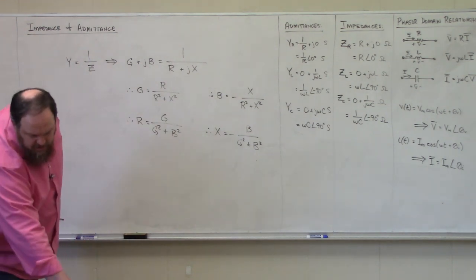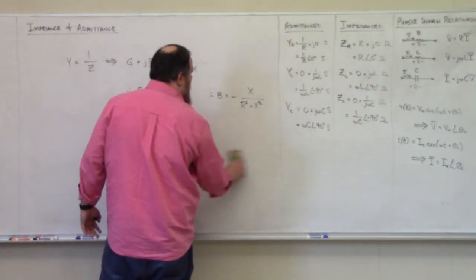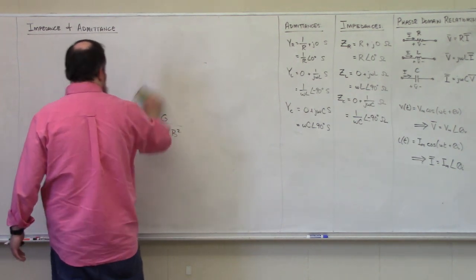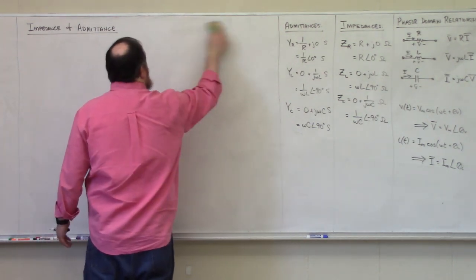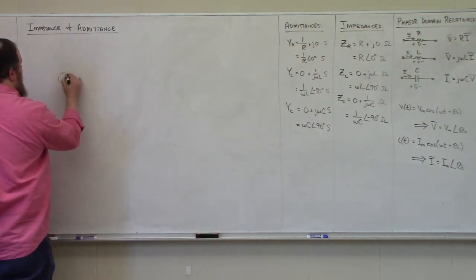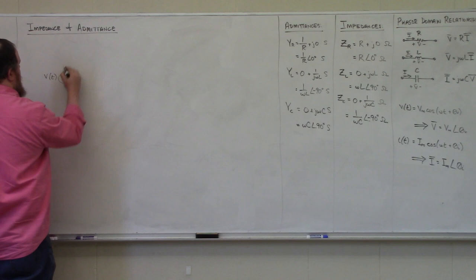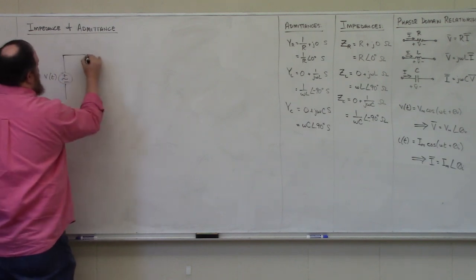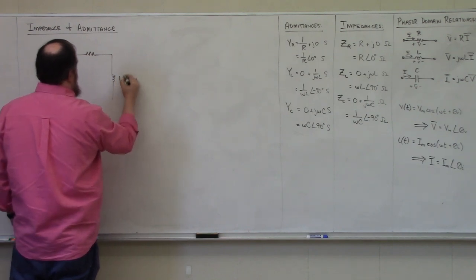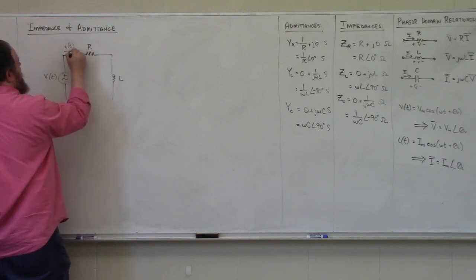All right, so our last thing that we're going to do today is use these concepts to analyze that same circuit that we had been analyzing in the time domain and the complex domain and see if the math works out to be any easier. So our circuit was we had a sinusoidal voltage source, V of t, that is being applied to a resistor in series with an inductor. And our goal was to figure out our time domain current, I of t.